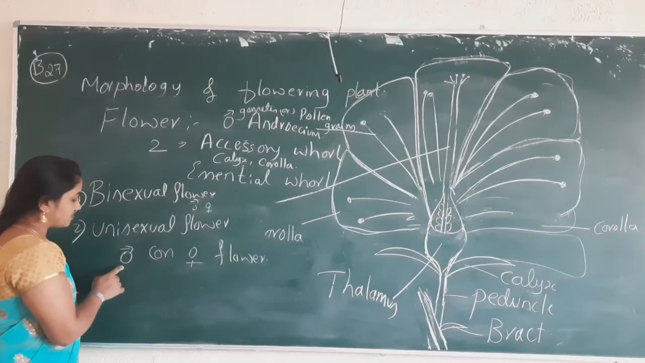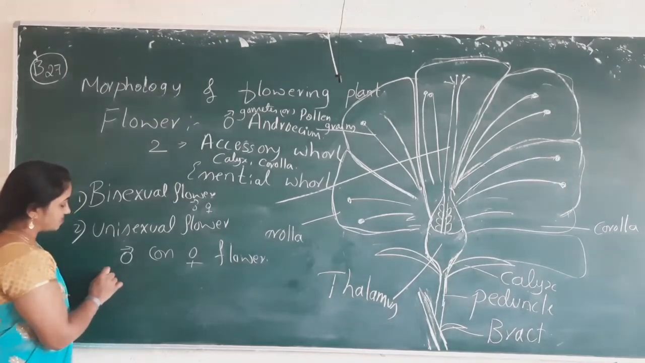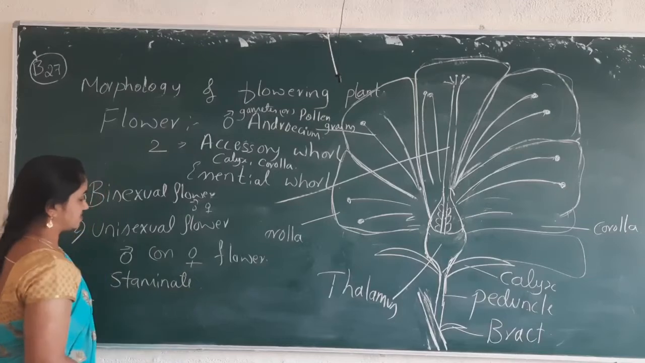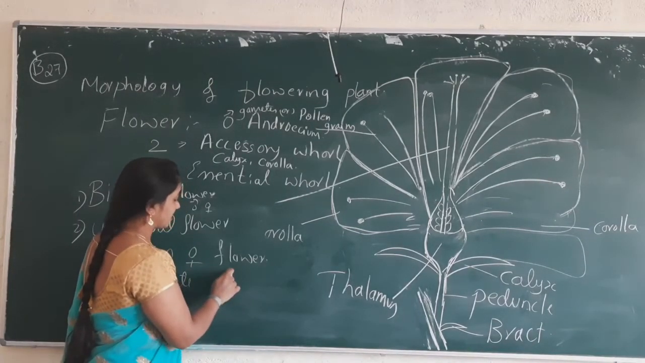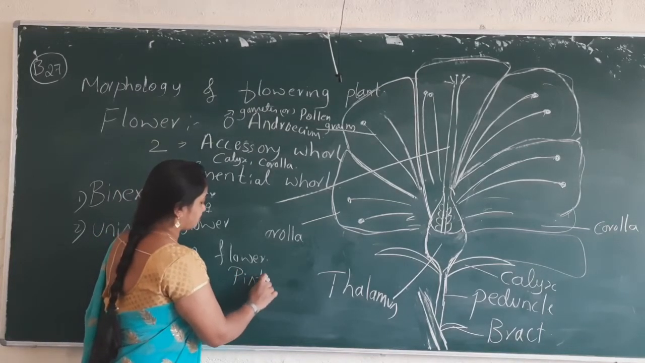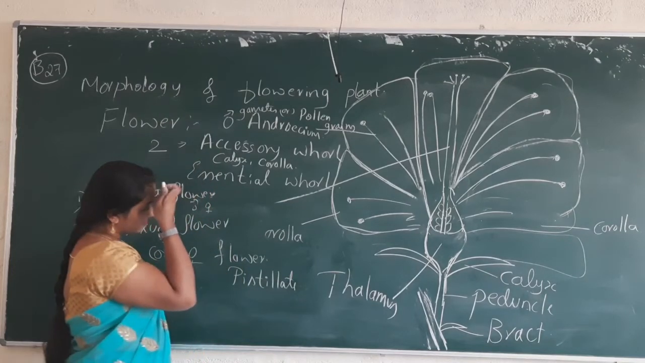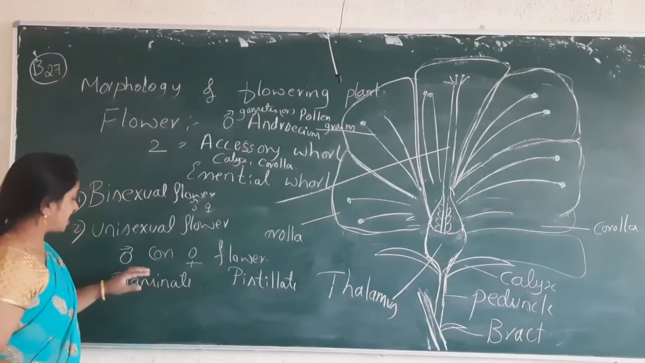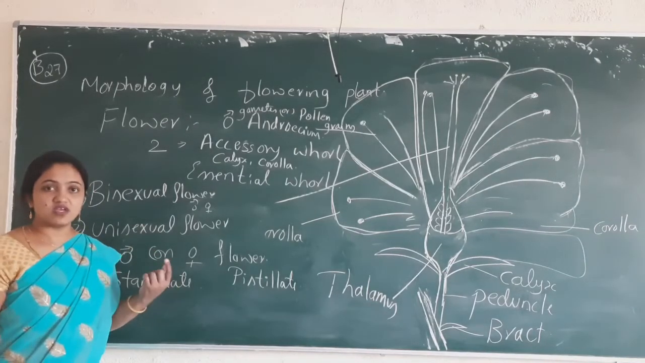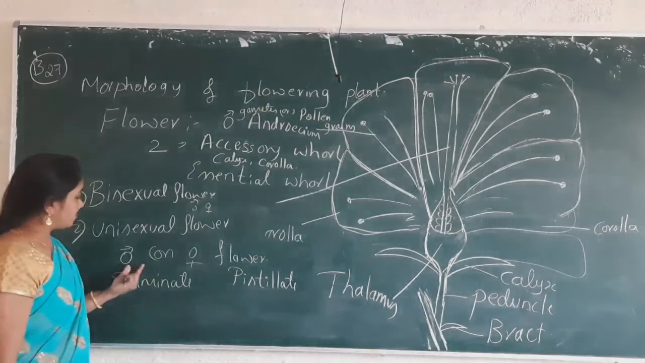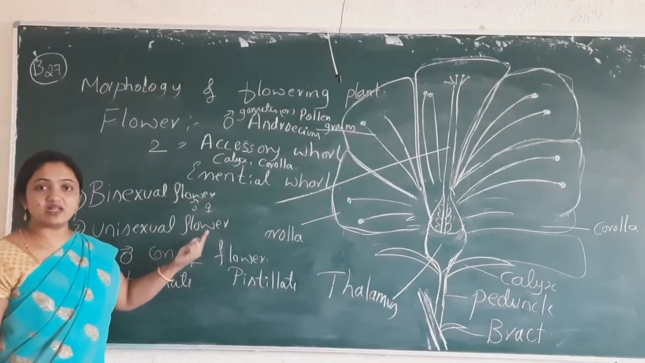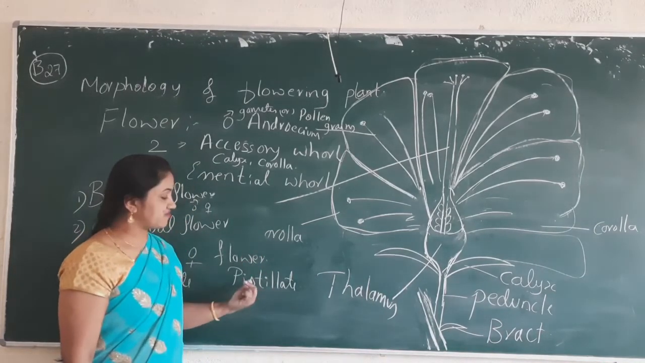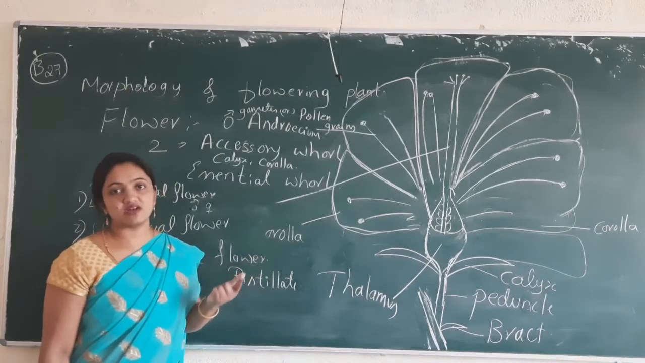So if a flower bears only male gametes, those types of flowers are known as staminate flowers. If the flower bears only female gametes, those types of flowers are known as pistillate. So this is how it has been differentiated. Staminate is the word given to the male flowers, meaning those flowers which have only the male reproductive organ. Pistillate is the name given to the female flower, which bears only gynoecium or female reproductive organ.